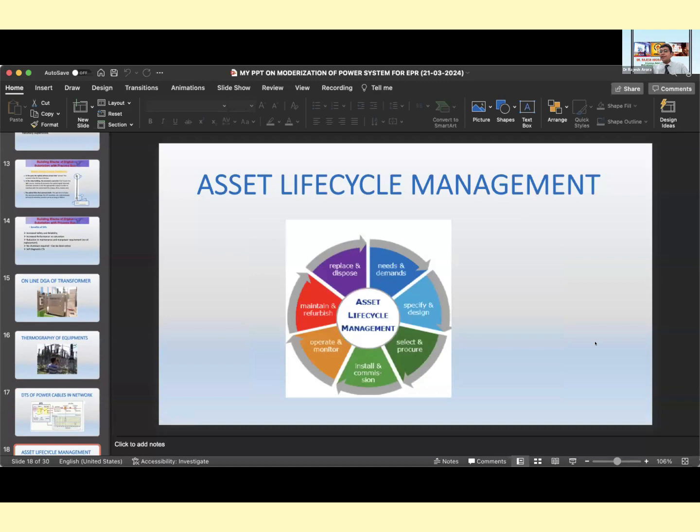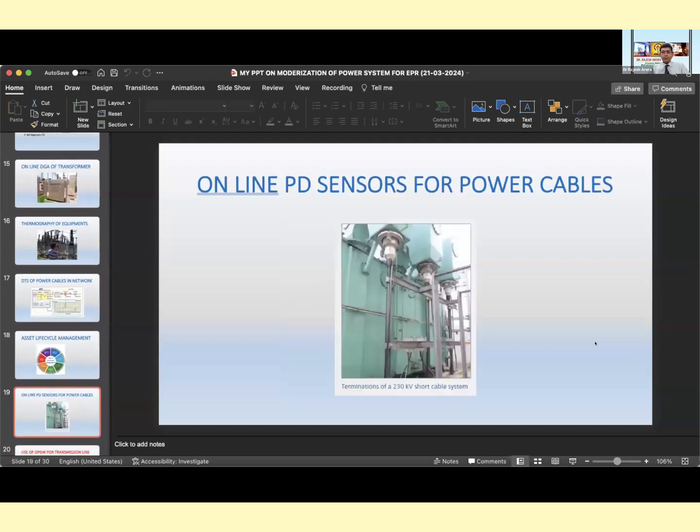I have asset lifecycle management systems where key indexes are given to each equipment based on their importance, and we are maintaining it with the help of technologies available. We have online PD sensors for my power cables. This is the step towards modernization. I can detect the partial discharge that may lead to failure of my cable, and that failure of my cable leading to outages and breakdown can be very well predicted by all these online systems.